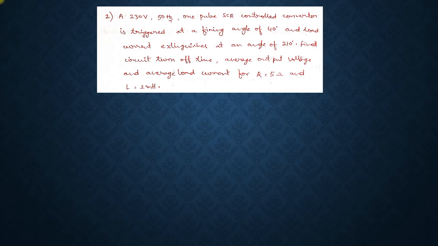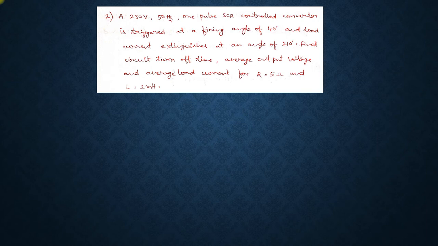So let's move forward. So it's very simple. You can easily understand here. It's a one pulse SCR. So that means it is a half wave rectifier, and firing angle is 40 degree and the current extinguishes at angle of 210 degree. That means it is beta extinction angle. So when extinction angle will come, definitely if the load is RL load, simply we can go ahead with the circuit turn off time.